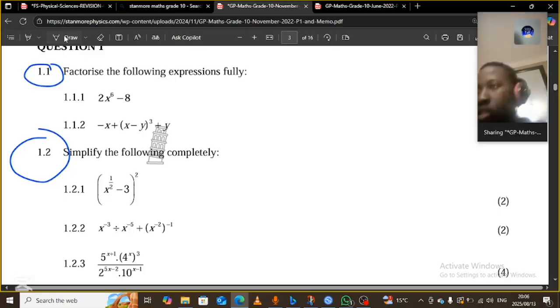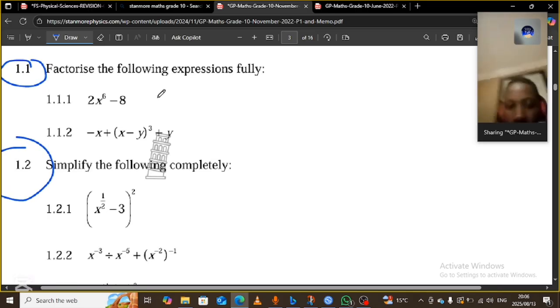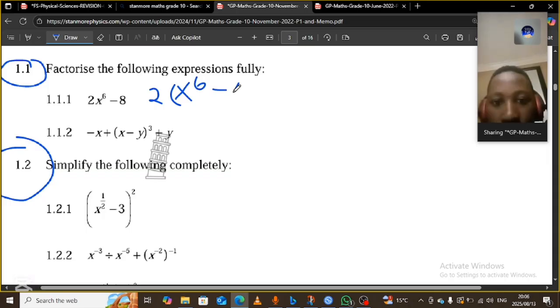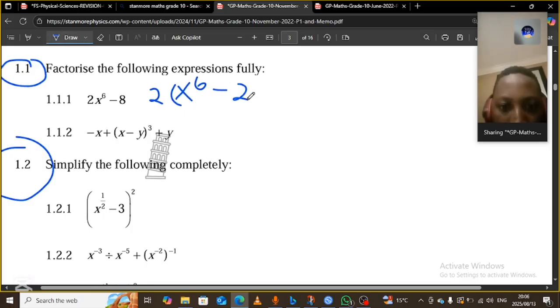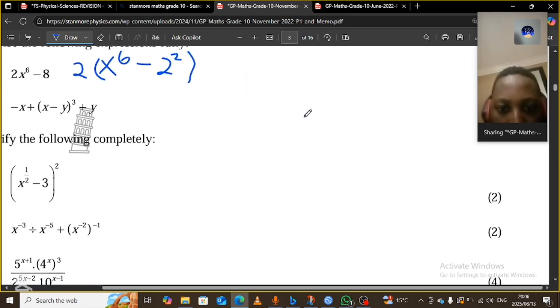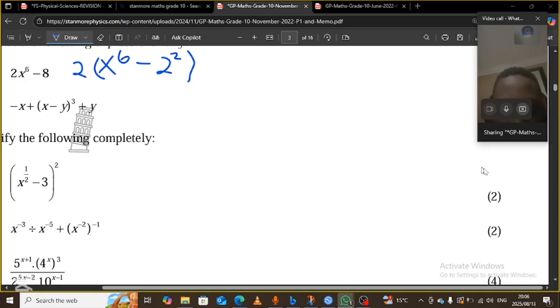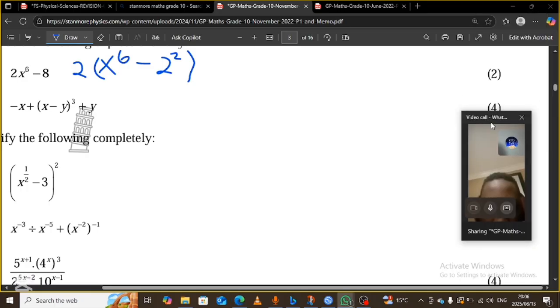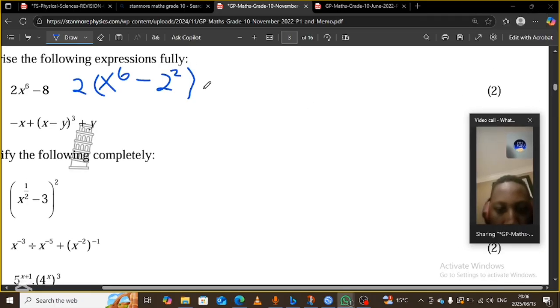So from 1.1 I can see where you took out the common factor, right? Yes. So you took out this common factor, x to the power of 6, and then minus 4. And then you wrote 4 as 2 to the power of 2, which was correct. So I can give you 1 mark for what you did here. So you said 2 to the power of 2. Okay, how many marks? Let's see. Okay, 2 marks. So I can give you 1 out of 2 for the first one.